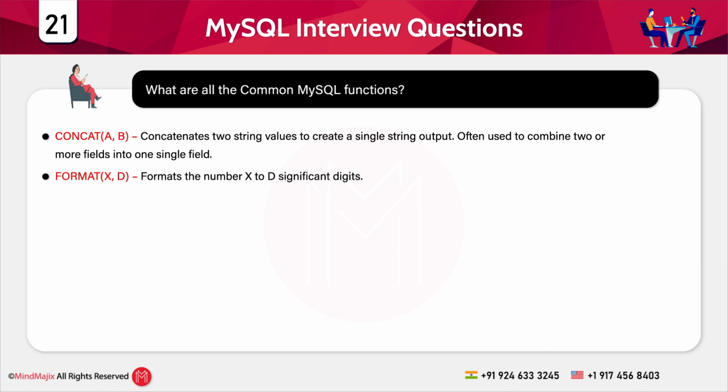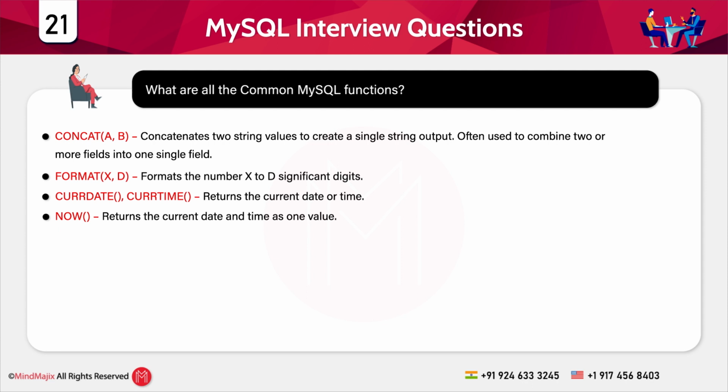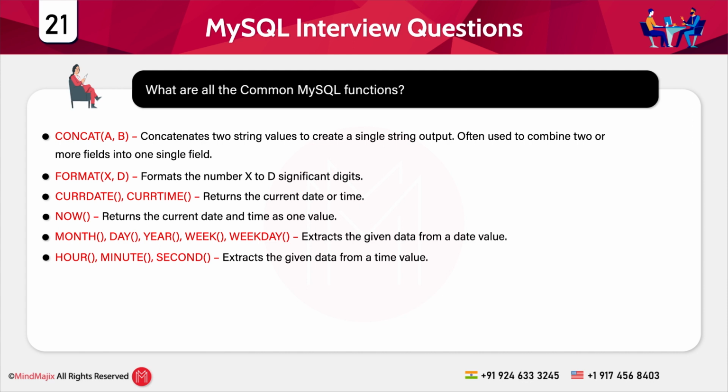Then you have functions like current date and current time. These functions return the current date or current time. Then you have the now function, which returns the current date and time as one value. Then you have month, day, year, week, and weekday, and these functions extract the given data from a date value. Apart from this, you have functions such as hour, minute, and second, and these functions extract the given data from a time value.